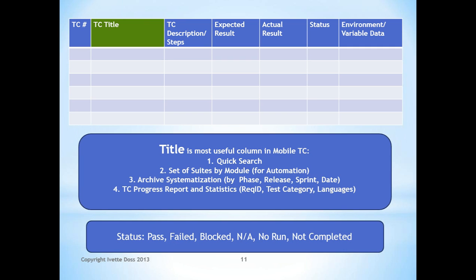I also talked to many people, and for many the status column is still confusing. I understand that by now you should be 100% sure about pass and fail. But life is not black and white, so we still have multiple categories that we use every time. We have blocked, we have NA, we have no run and not complete. This information is based on HPQC ALM, which I work with every day. It is not an industry standard, but it is a very common description of what kind of test case status should or could be.